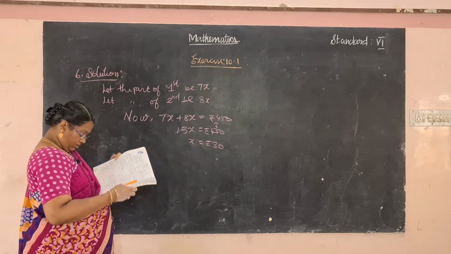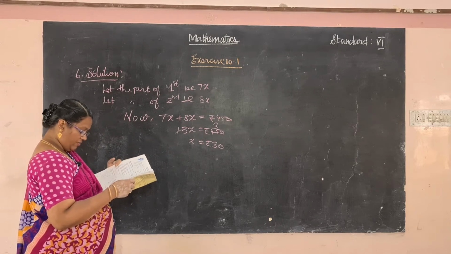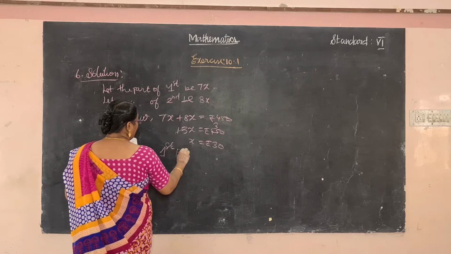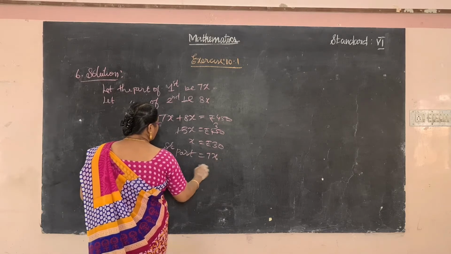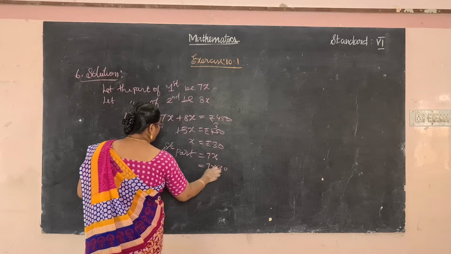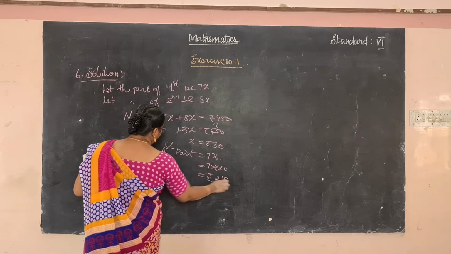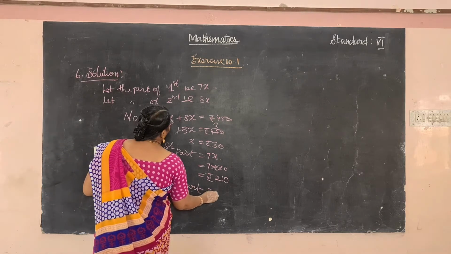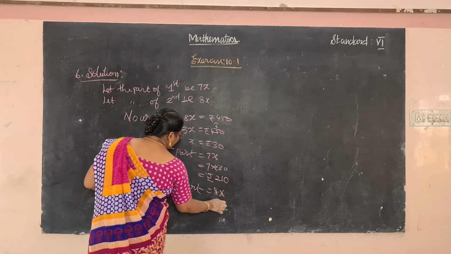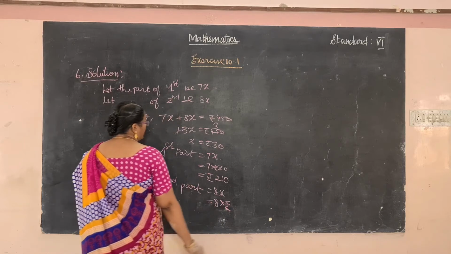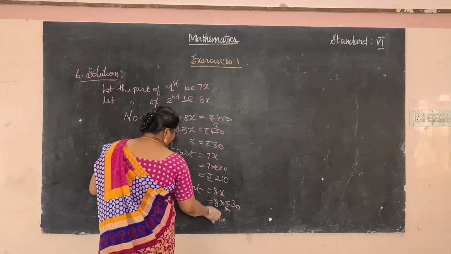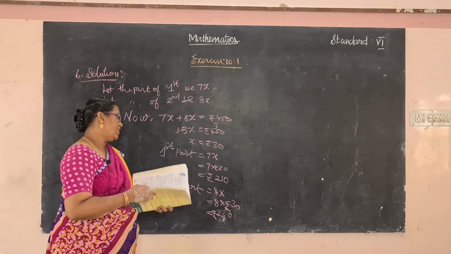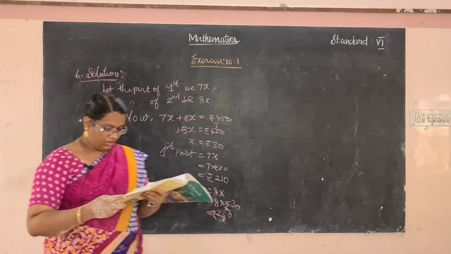What do we have to find out? The parts in the given ratio. Okay, so the first part is equal to 7x, so 7 into rupees 30, which is rupees 210. And the second part, 8x, is equal to 8 into rupees 30, which is rupees 240. Total, these values give us 450. Right.